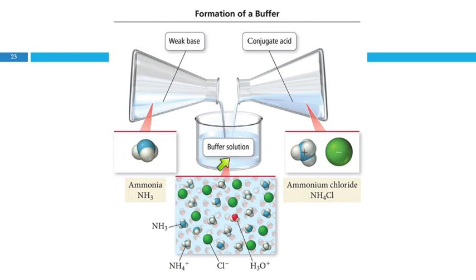So here's weak base, ammonia, put that in there. We're putting ammonium chloride in there. And so now we've got a weak base and its conjugate acid. There's these counter ions floating around, and there's a little bit of hydronium ion from the water. Any questions?